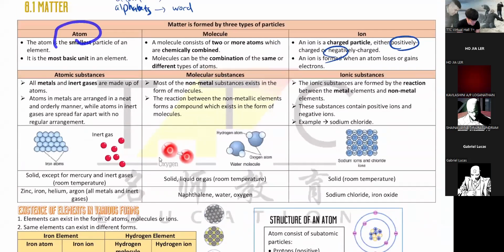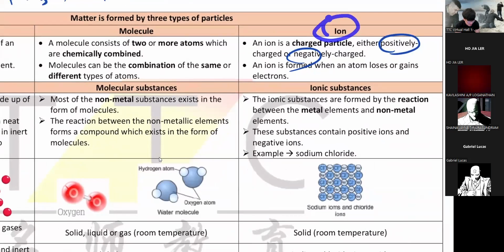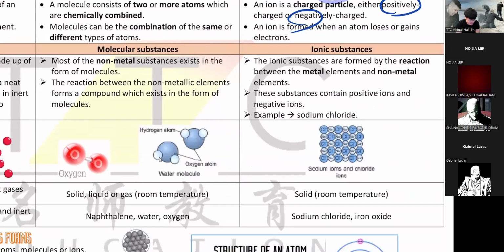So atom is mostly metal, molecule is mostly non-metal. Then the next one, the third one, we call ion. Guys, ion is the reaction between metal and non-metal.